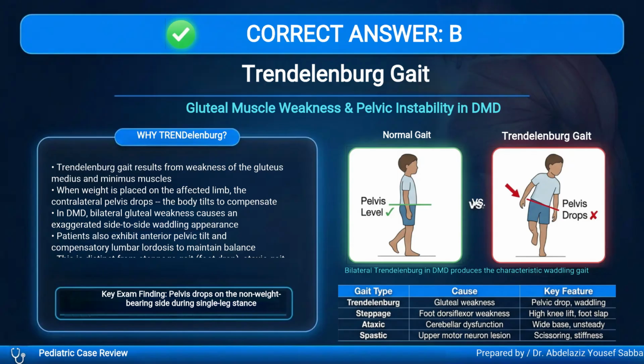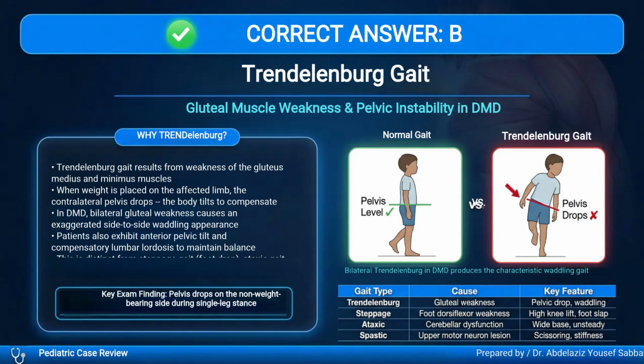In Duchenne muscular dystrophy, bilateral gluteal weakness causes an exaggerated side-to-side waddling appearance. Patients also exhibit anterior pelvic tilt and compensatory lumbar lordosis to maintain balance. The key examination finding is that the pelvis drops on the non-weight-bearing side during single-leg stance.